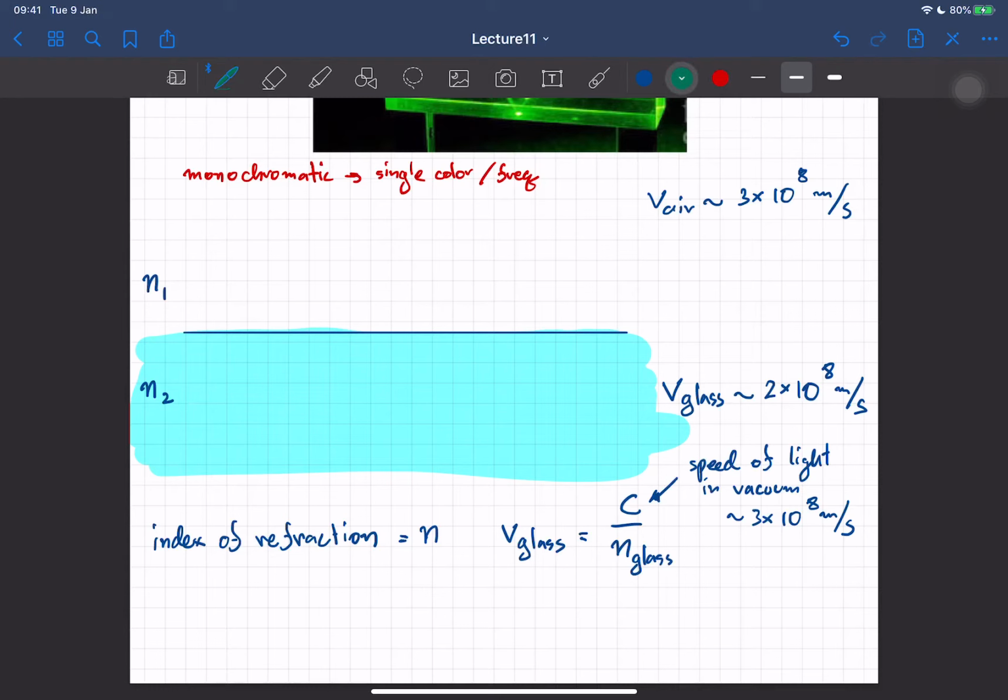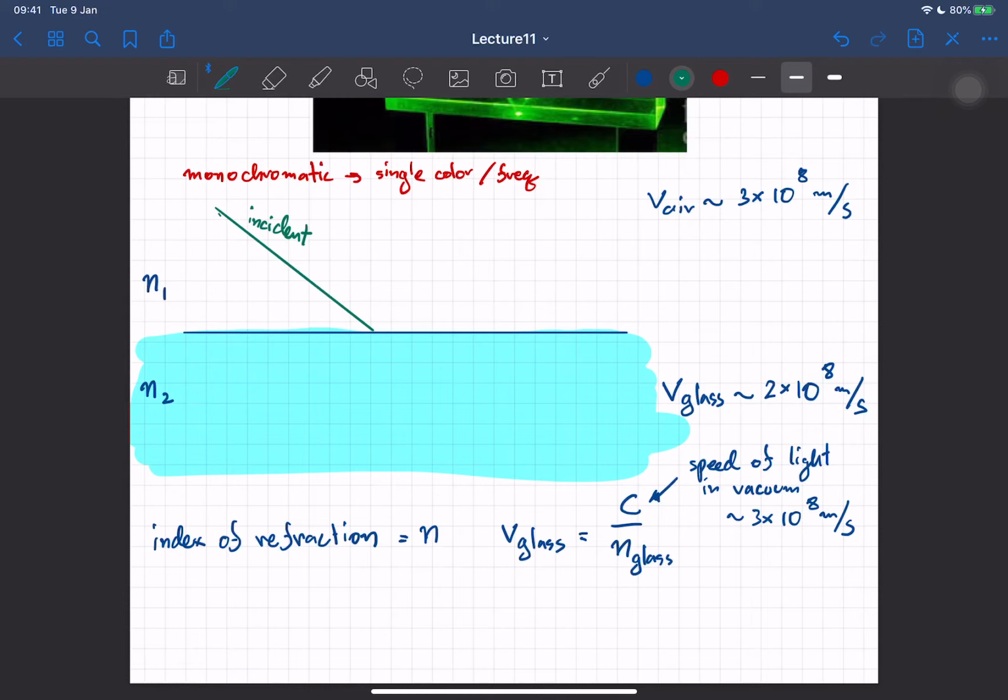Okay, so let's say we take this green laser pointer and shoot it to hit the interface like this. Remember what this is called? This is called the incident light. Now some of the light will get reflected, and some of the light will get refracted or transmitted.